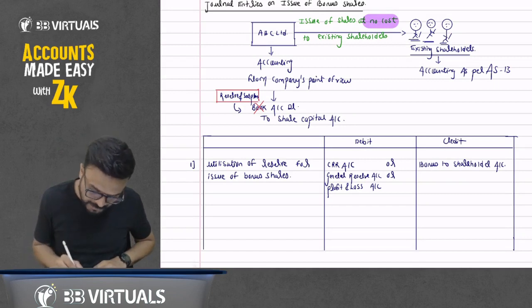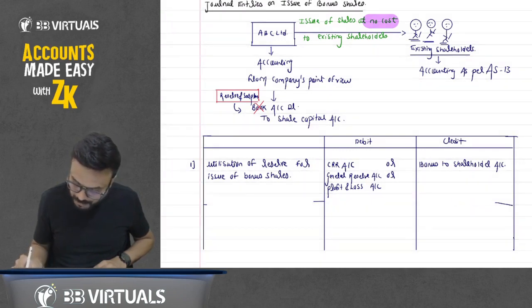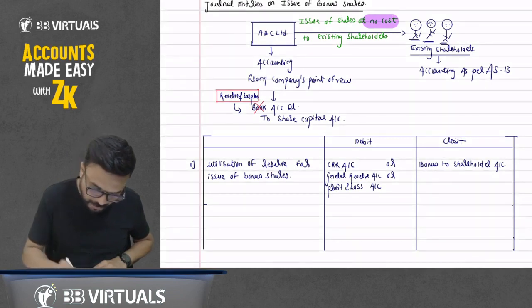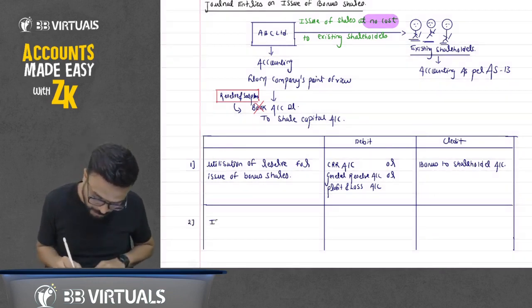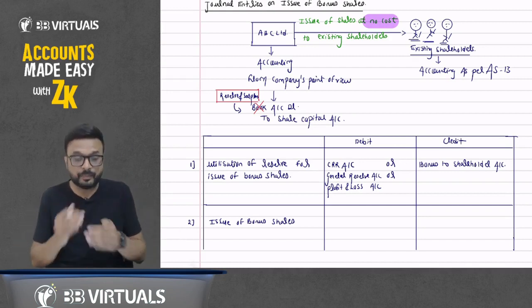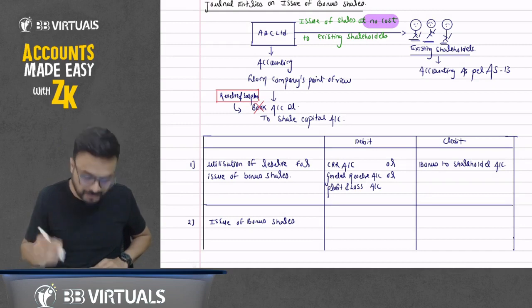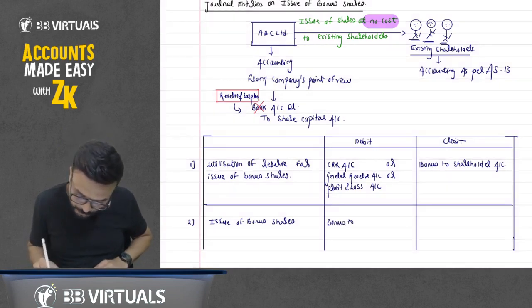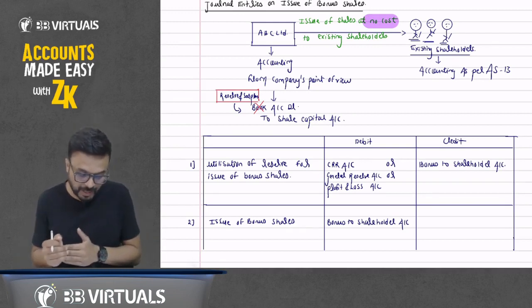Now we will discharge this liability. We are liable to pay bonus to shareholder. So now we will discharge this liability, and you will write down here issue of bonus share. Now we are discharging the liability. We are giving something to the shareholder; the shareholders are the receiver here. So you will debit bonus to shareholder account, and we are giving them equity share capital.